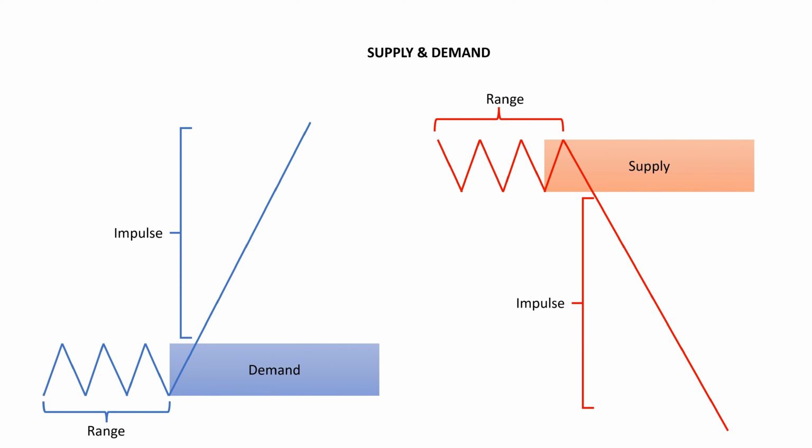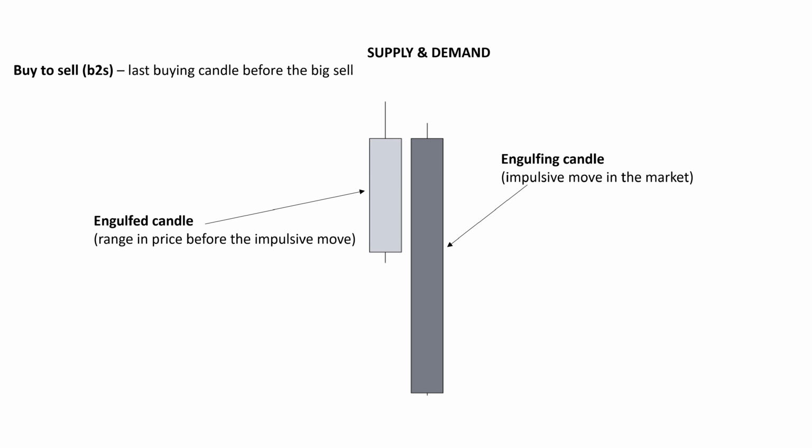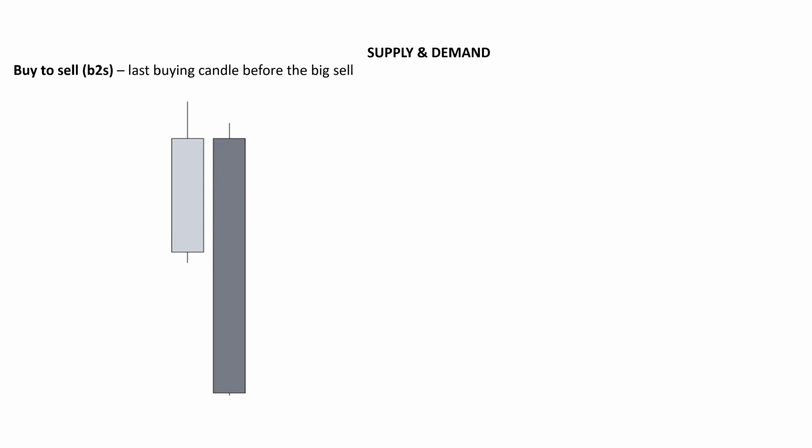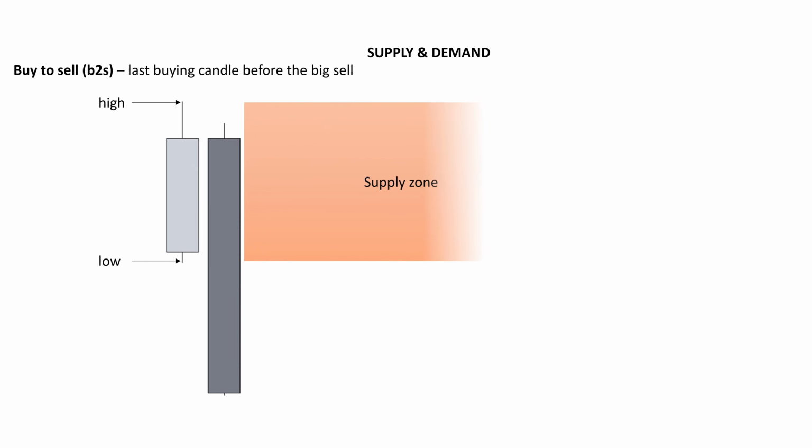Let us see how this type of price action is represented using candlesticks. This is what we call a buy to sell candle, and it represents the area where supply got into control. The engulfing candlestick represents the impulsive move in the market. The engulfed candle is considered as the range in price before an impulsive move. This is what we look for when marking out a supply zone. When marking supply zones, we draw a rectangle around the engulfed candle or the last buying candle before price drop. When the market taps into this supply zone, price will always drop.